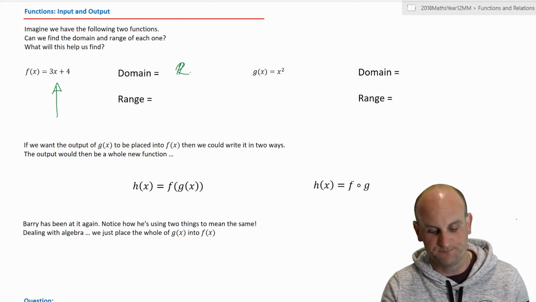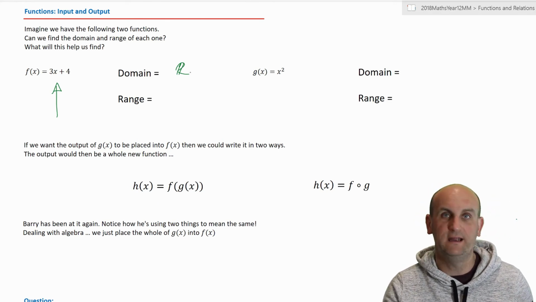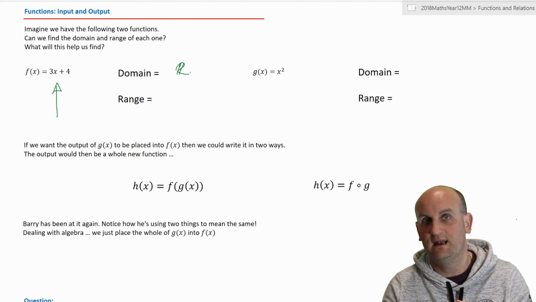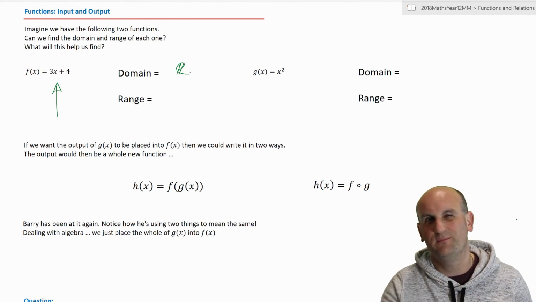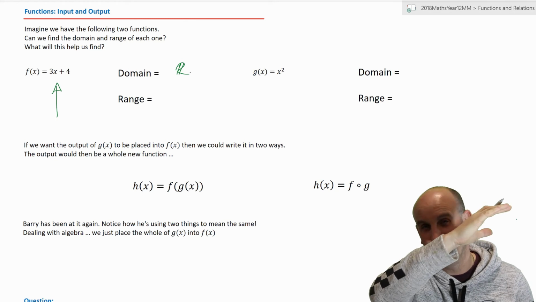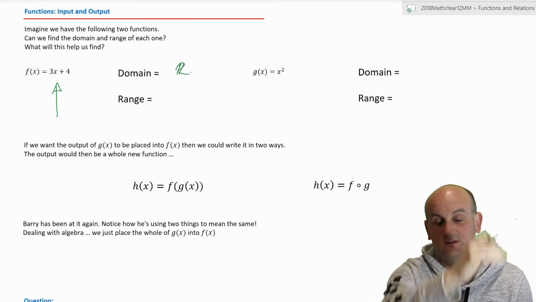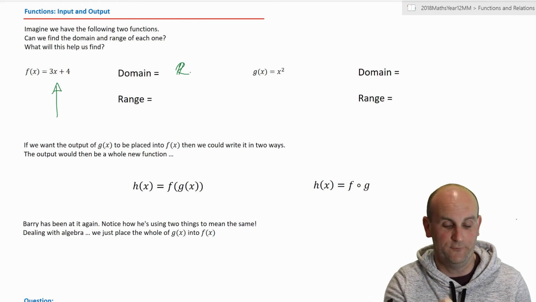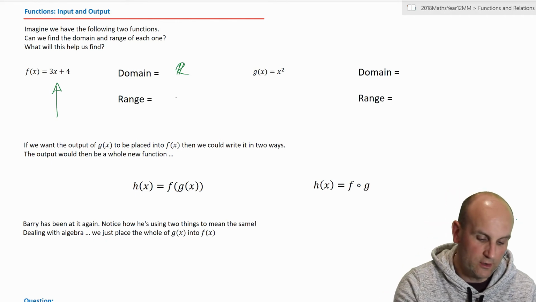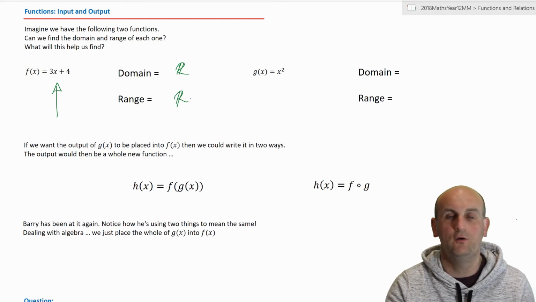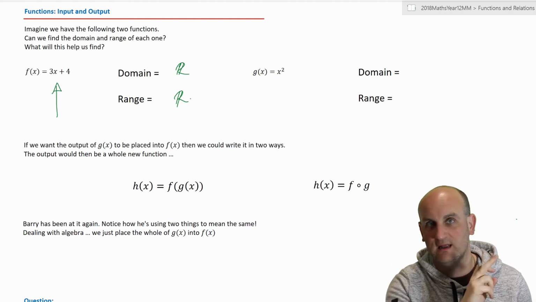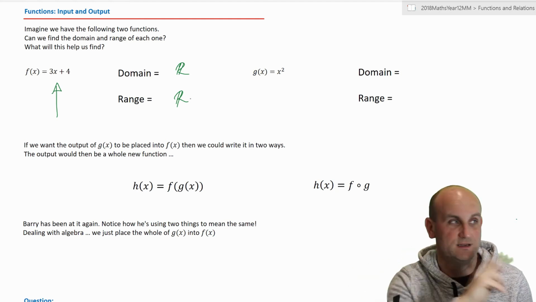What about my range? Well, my range is what values would be created as a result of putting my x values in. Now, because this is a straight line that effectively has a gradient of 3 and an intercept of 0, 4, careful, it's not 4, then actually we also know that my range is real. There are no values on the y-axis that wouldn't be created by putting in an infinite number of values from minus infinity to plus infinity.